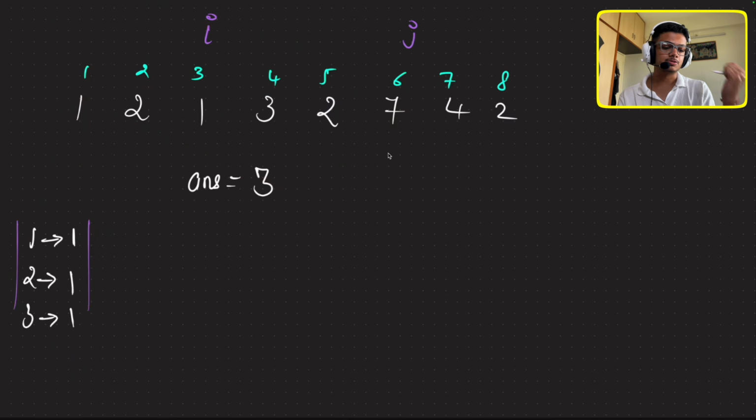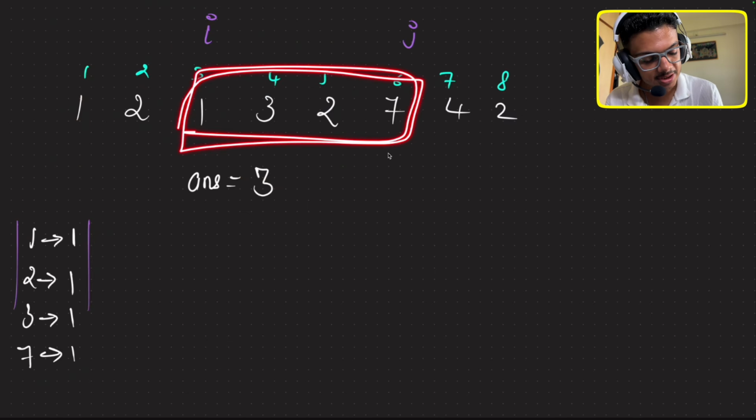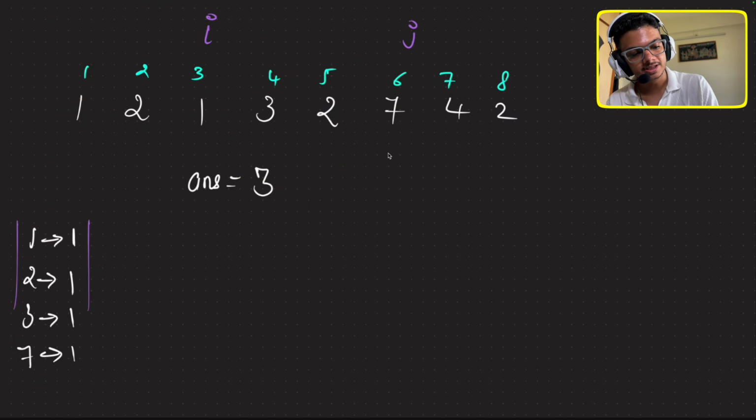Now, j is equal to 6, and in the window, now you have 7. Okay. Now, is there an element which is present more than once? No, it is not. So the window size is 4, or you can say the map size is 4. So we'll update the answer to 4. Okay. So now we have calculated answers for 6 indices. Right, now we move ahead.